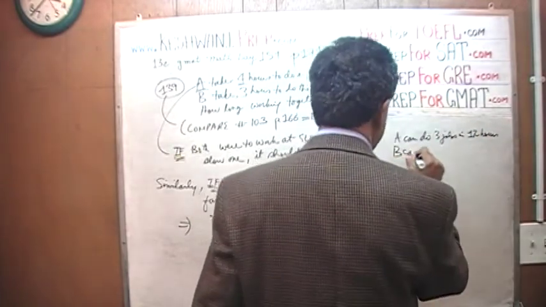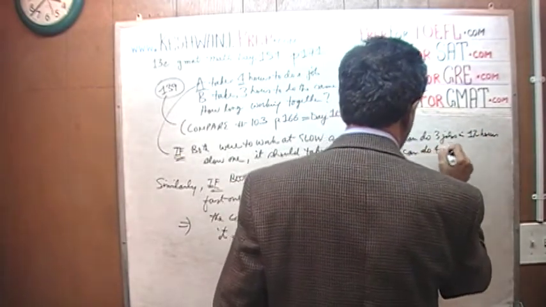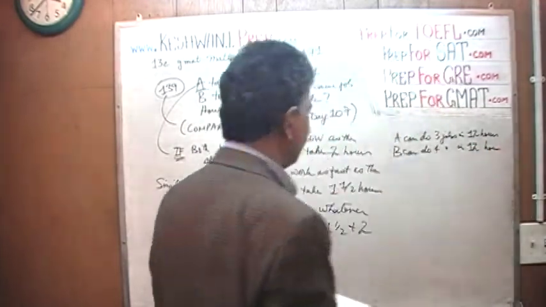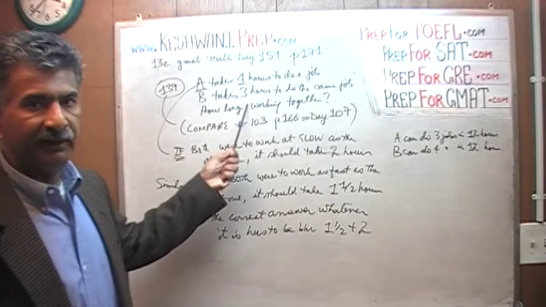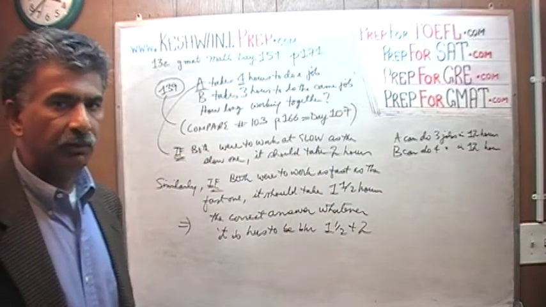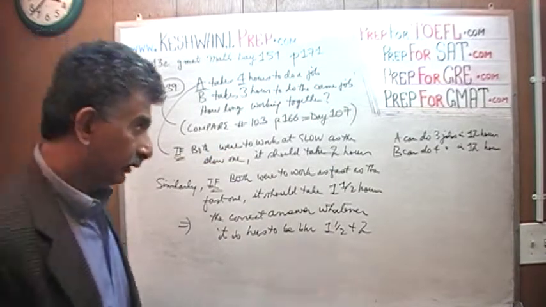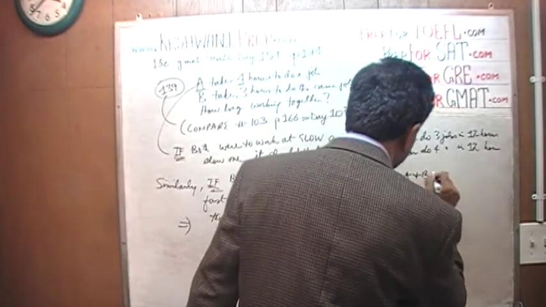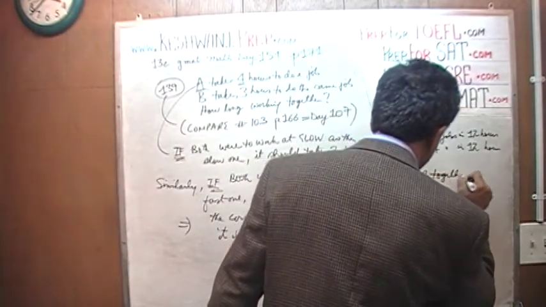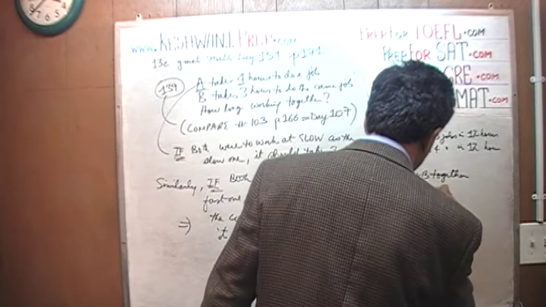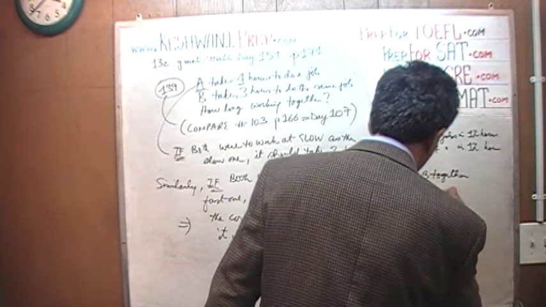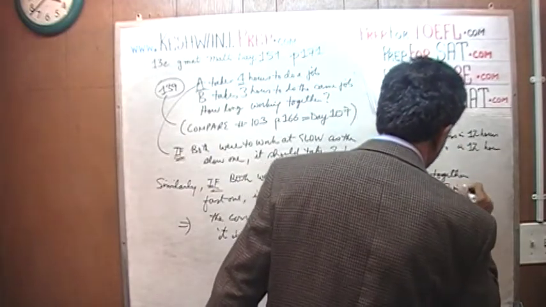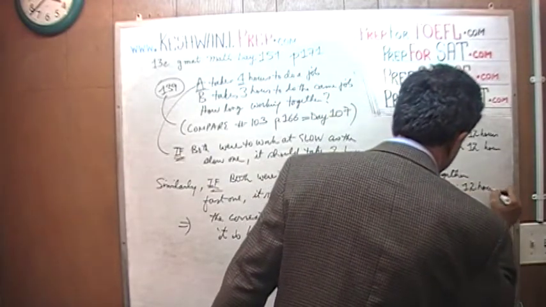Similarly, B can do 4 jobs in 12 hours, because we are told that B takes 3 hours. If B takes 3 hours, in 12 hours they should be able to do 4 times the amount of work. Therefore, A and B together can do 3 jobs and 4 jobs, that's 7 jobs in 12 hours.